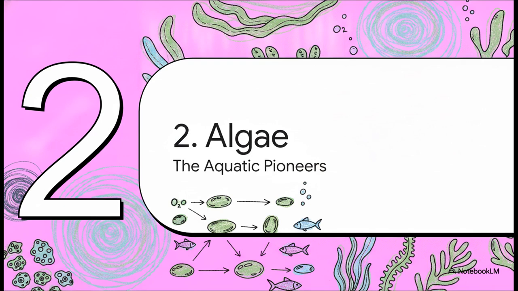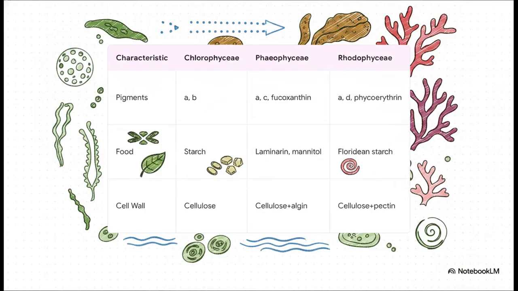Section 2. Algae, the aquatic pioneers. Algae are simple, largely aquatic organisms that are honestly the unsung heroes of our planet. They actually produce about half of Earth's oxygen. And breaking down the three main classes brilliantly illustrates exactly what you need to memorize for your exams. This is high-yield information from Philo. Pay very close attention to the pigments and the reserve food, because these are prime targets for exam questions.